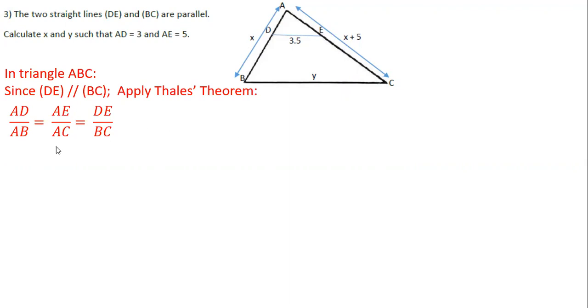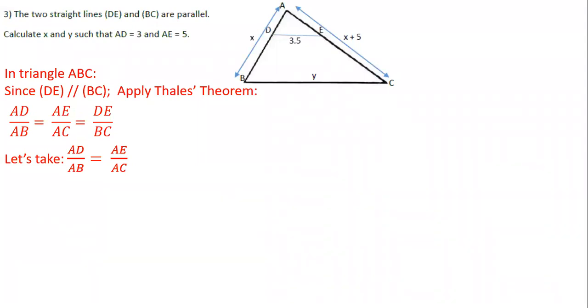So which two ratios do we take? The first ratio and the second ratio. Yes. So let's take AD over AB is equal to AE over AC. Now let's replace. What's the measure of AD in the question? 3. Okay, what's the measure of AB? X. Yes, we write X. What's the measure of AE?